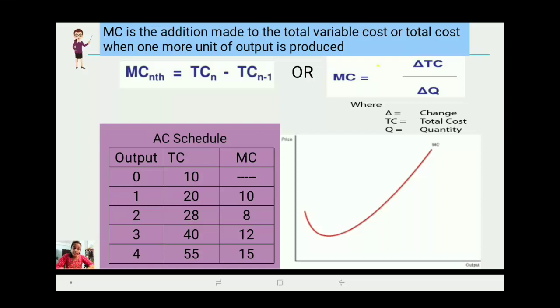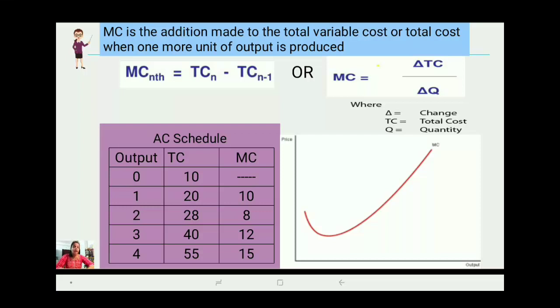When we produce the second unit, cost goes from 20 to 28. What is the additional cost? 8. So 8 is the marginal cost. Output 3, total cost 40, from 28 to 40. So how much is added? 12. Output 4, total cost becomes 55. So how much is added? 15.